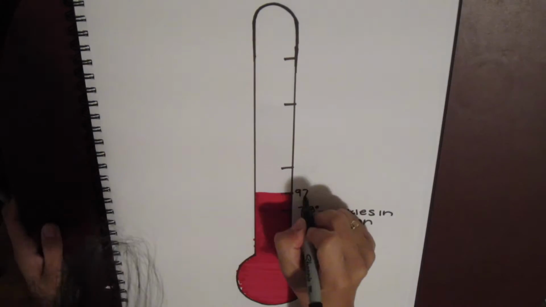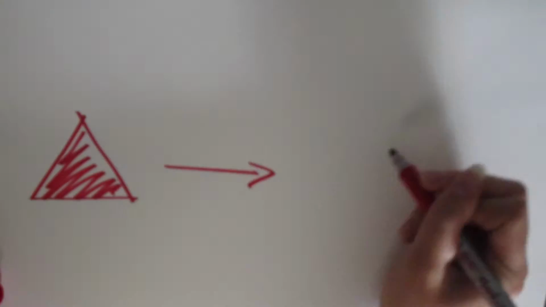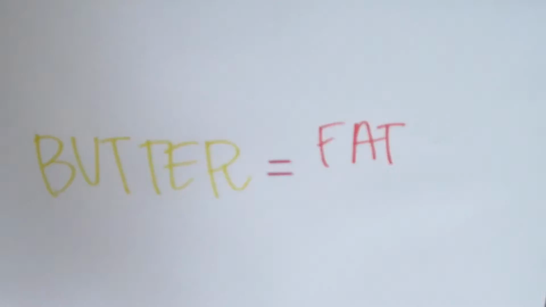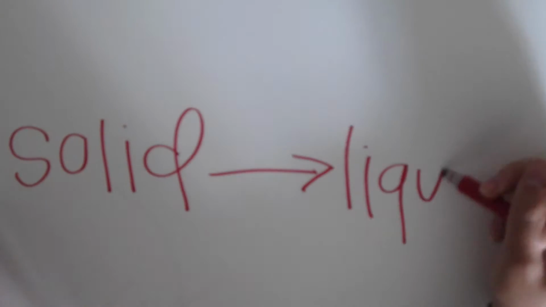At 92 degrees, the butter melts. This is a physical change because it does not change the components of the butter, only the state. The water that was in the butter is released and causes the dough to spread out and flatten.